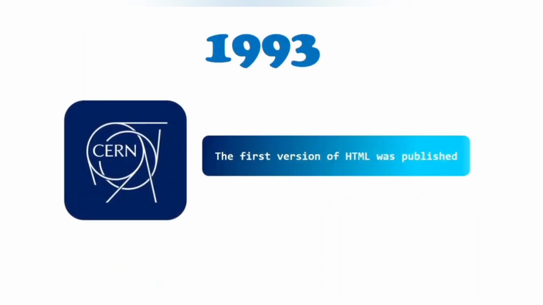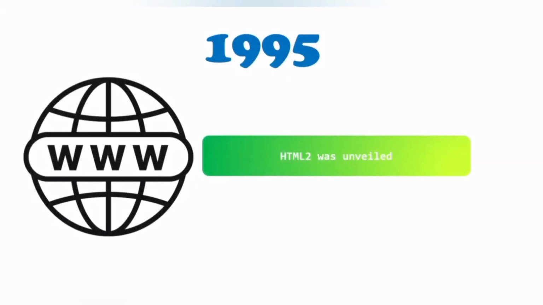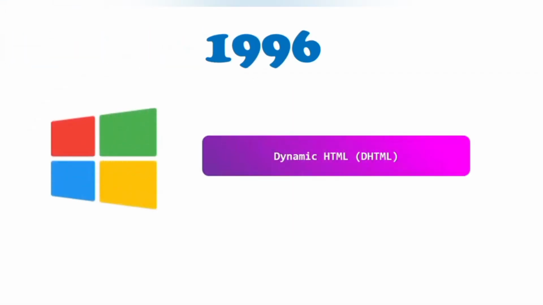In 1993, the CERN programming team released the first version of HTML. This version included simple elements such as headlines, paragraphs, links, and images. In 1995, the second version of HTML was unveiled by the World Wide Web Consortium, which included new features such as forms and tables. Then in 1996, Microsoft released its version called Dynamic HTML or DHTML, which included improved features such as the ability to dynamically change content and animations.